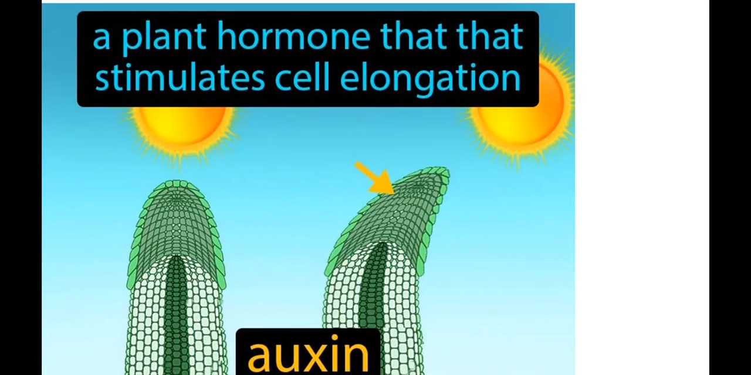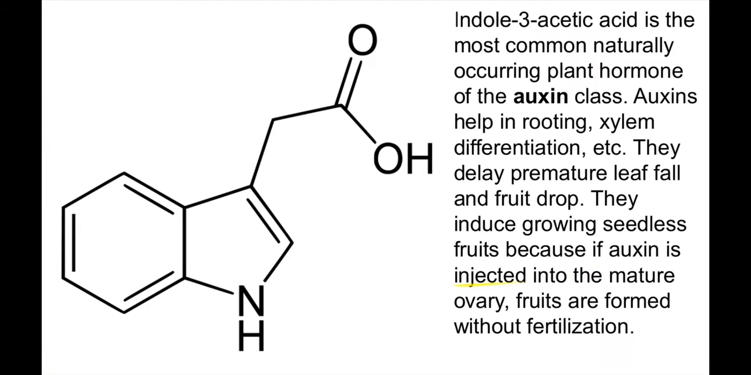Okay, here the slide presents what auxins are doing. They stimulate cell elongation, and this is a demonstration of how it works. One example is indole acetic acid. This is an example of chemical composition, and as I said, it helps in rooting and xylem differentiation, etc. They also induce growing of seedless fruits.